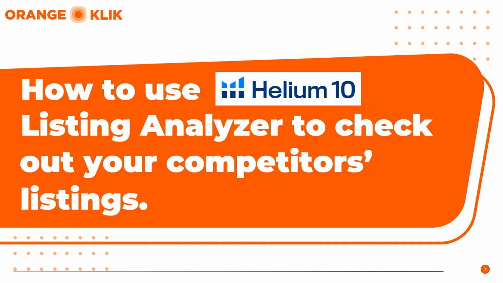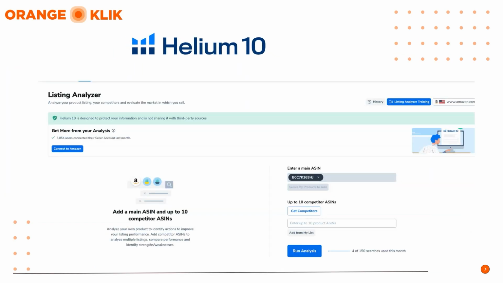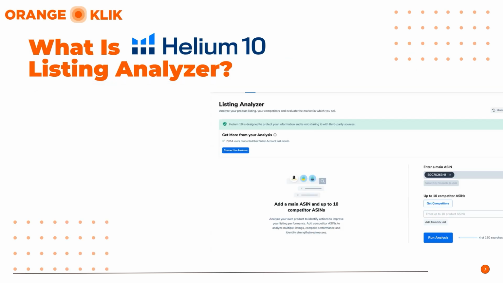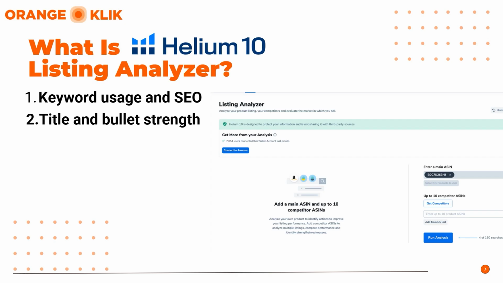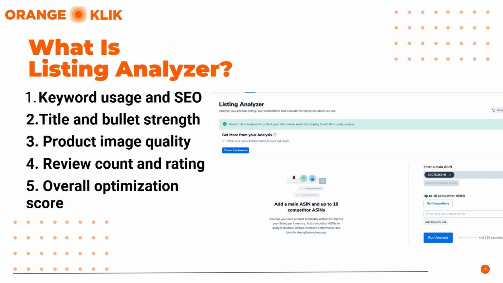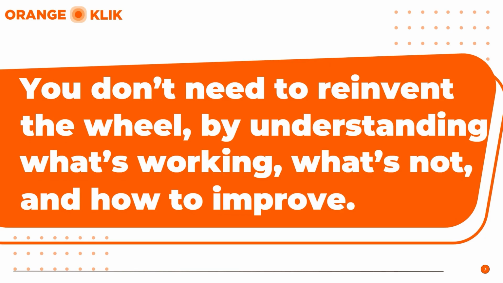Helium 10's listing analyzer is a powerful tool that breaks down the performance of any Amazon listing so you can learn from the top sellers or avoid their mistakes. It gives you insights on keyword usage and SEO, title and bullet strength, product image quality, review count and rating, and overall optimization score. Why is this important for beginners? Because you don't need to reinvent the wheel. You just need to understand what's working, what's not, and how to improve.